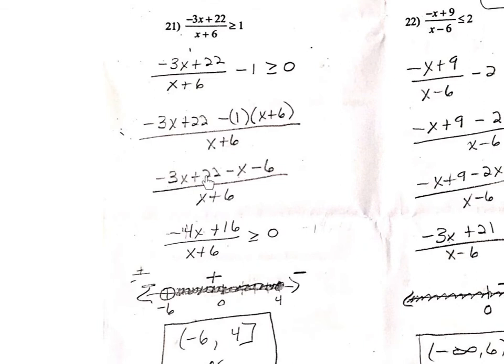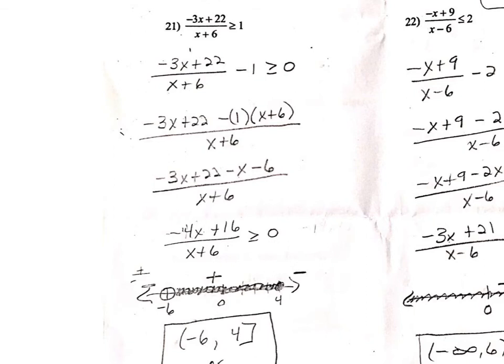Okay, then combine like terms. So negative 3x minus an x is negative 4x. 22 minus 6 is plus 16. Divided by x plus 6. And that has to be greater than or equal to 0. That means that this fraction right here has to be greater than or equal to 0.